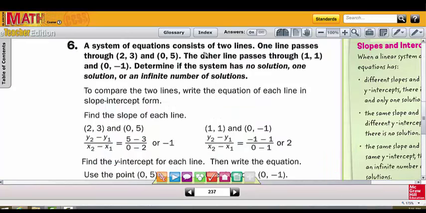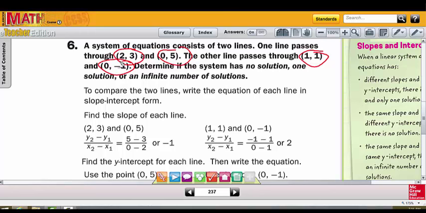Okay, problem number 6. A system of equations consists of two lines. One line passes through the points (2, 3) and (0, 5). The other line passes through the points (1, 1) and (0, -1). They're asking you to determine if the system has no solution, one solution, or an infinite number of solutions.